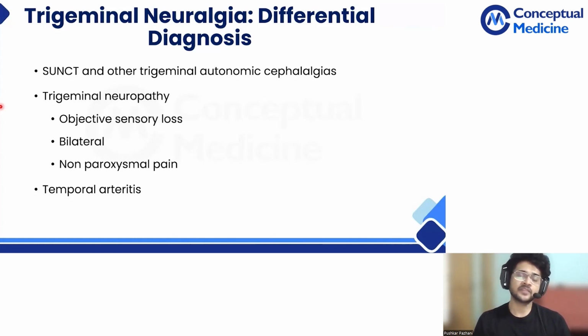Next is if the patient has a non-paroxysmal pain. Usually in trigeminal neuralgia, they have paroxysms of pain. Between the paroxysms, they are normal or they don't have any pain. But in a trigeminal neuropathy, they might have a dull, aching, non-paroxysmal pain on top of the paroxysmal pain. Another important diagnosis is temporal arteritis. That is your giant cell arteritis. That can also present with scalp pain and craniofacial pain. That is also an important differential because the treatment is different and it can be vision threatening.